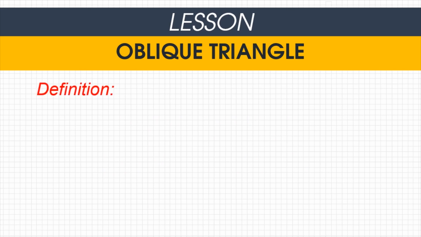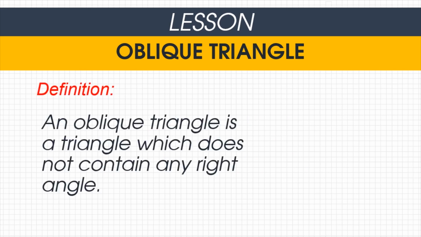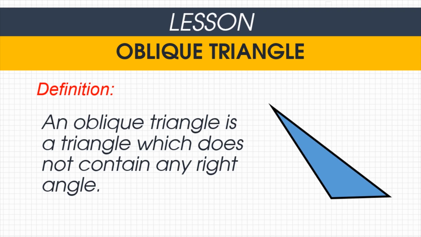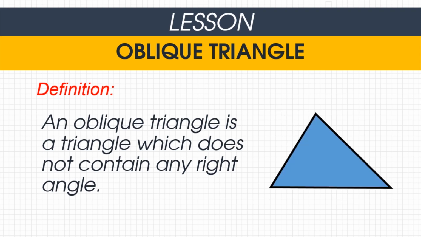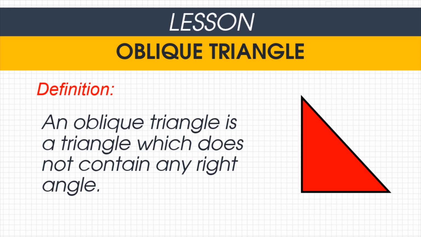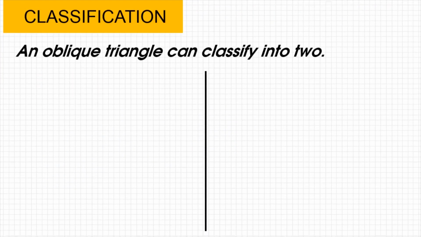We will define first an oblique triangle. An oblique triangle is a triangle which does not contain any right angle. This one is an example of an oblique triangle. Since one of the angles is a right angle, this is not an oblique triangle.